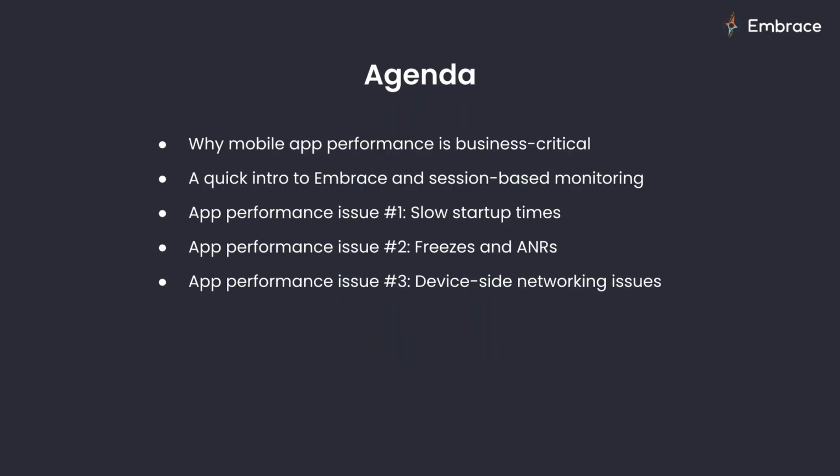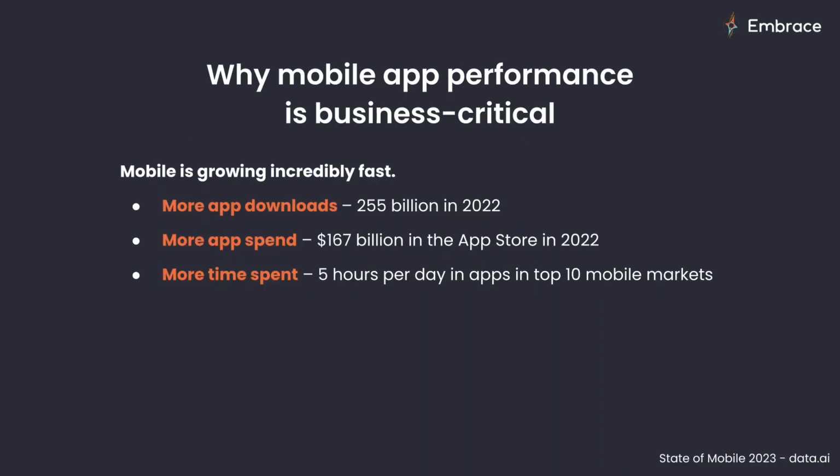So without further ado, let's take a look at the agenda. Today we'll learn a little bit about why mobile app is business critical and why performance becomes even more business critical. We'll get a quick intro into Embrace and our core differentiator, which is session-based monitoring. We'll delve into three important performance issues, which are slow startup times, freezes and ANRs, and device-side or client-side networking issues. So let's take a look.